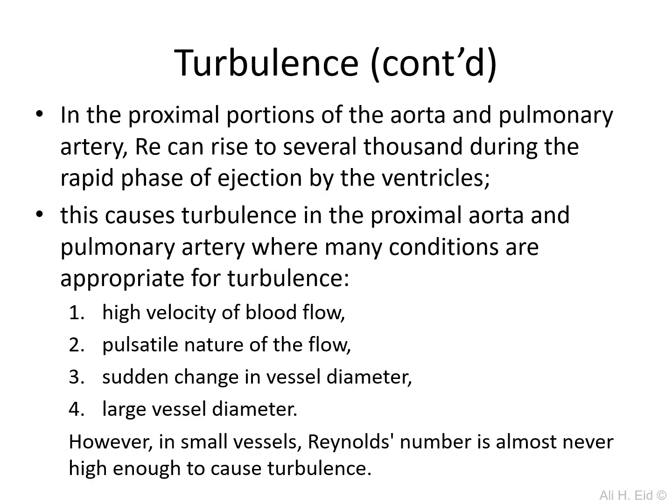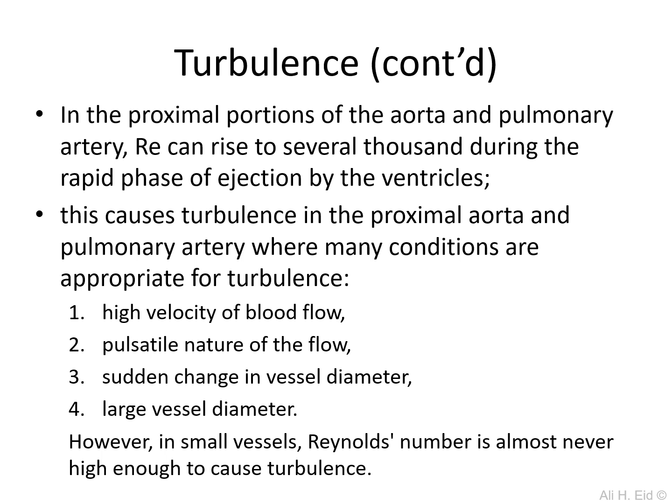So in cases of turbulence, in the proximal portions of the aorta and the pulmonary artery, the Reynolds number can rise to several thousand during the rapid first phase of ejection by the ventricles. Remember, the heart is squeezing itself out and pumping all that blood at the very beginning. Immediately as the blood is leaving the heart, going into either the aorta or the pulmonary artery, and that's why the word proximal. So immediately as the blood is leaving, the chance of turbulence is going to be very high. The speed is extremely high.